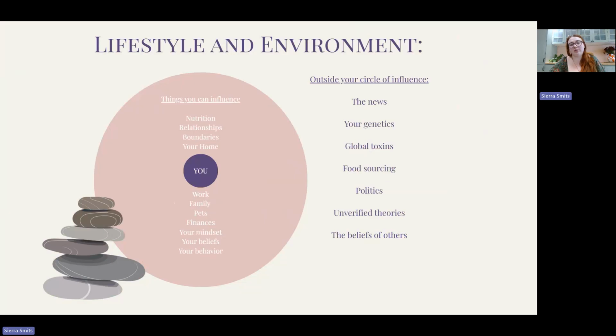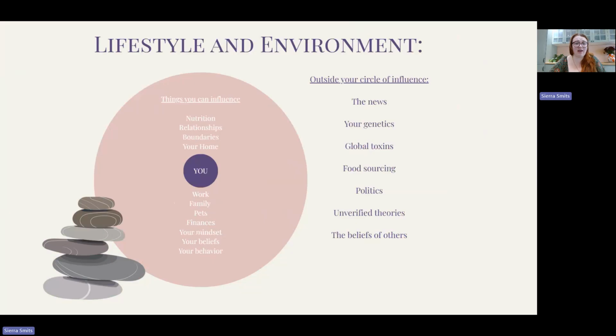I didn't get good genes. I have chronic health issues. I'm neurodivergent. I have chronic pain. I have all of these things and I can't control that. I can control things like nutrition, relationships, boundaries, my home, my work, my family, my pets, my mindset, my beliefs, and behavior. These are the things I choose to focus my energy into.